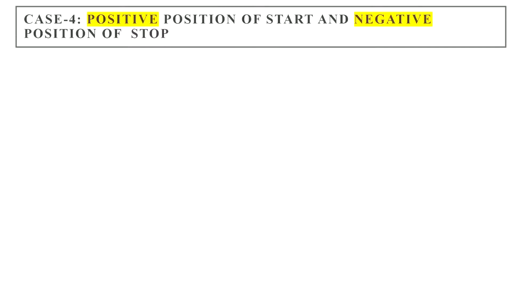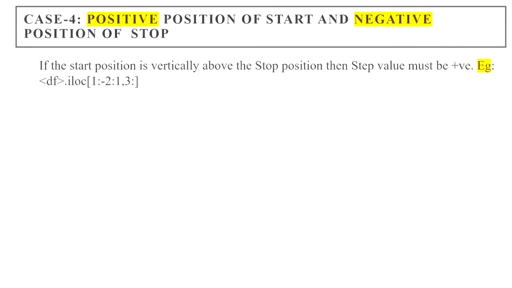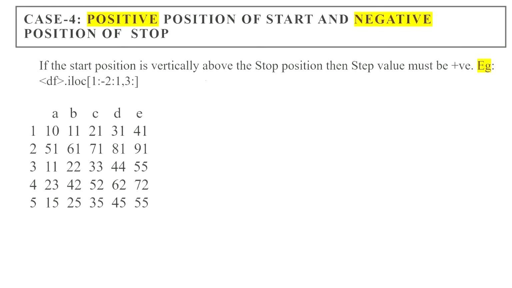next one of this same one, positive position of start and negative position of stop. Here you see vertically above. Start position is above the stop position. Consider this data frame. Same one we are considering throughout the entire video. Row 1, 2, 3, 4. That is minus 5, minus 4, minus 3, minus 2, minus 1. Vertically above. So 1. Here is the start, because here is the 1. Okay, and what is stop? Minus 2. This is stop.